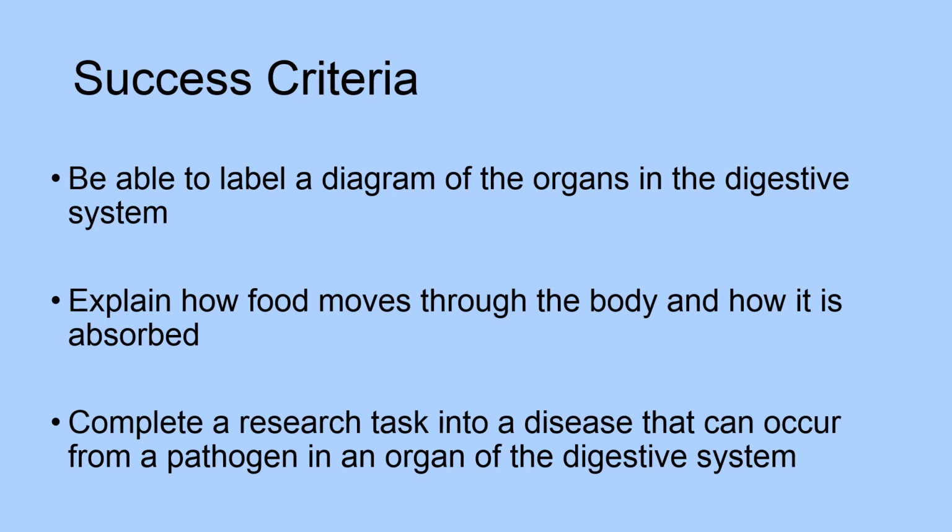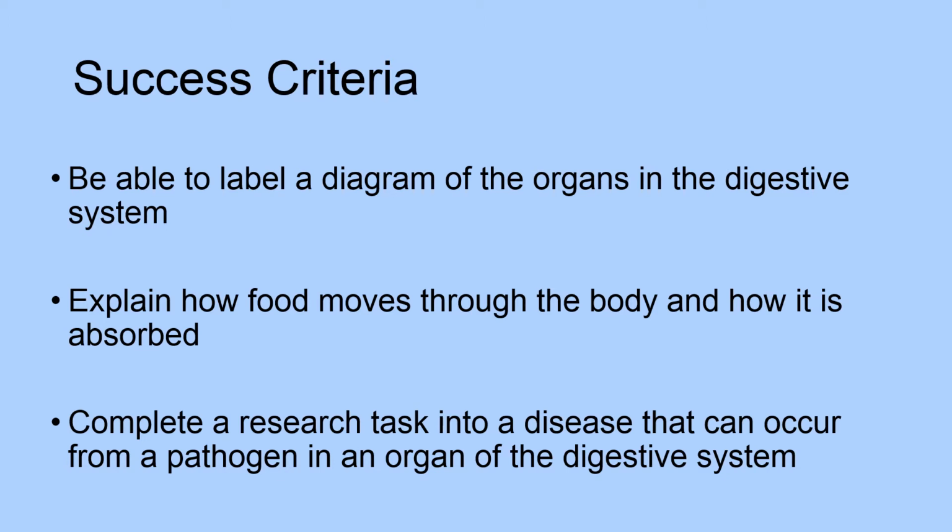So we will know we are successful this week, and this is the success criteria. You'll know you've learned what you needed to learn if, for number 1, you are able to label a diagram of the organs in the digestive system. So we're going to be looking at all the organs that help process foods as we're eating foods and bringing out the nutrients that we need to survive. You'll be able to explain how food moves through the body and how it is absorbed. So looking at the different organs that it's moving through, the different passageways, and how both the water and the nutrients are absorbed in the body.